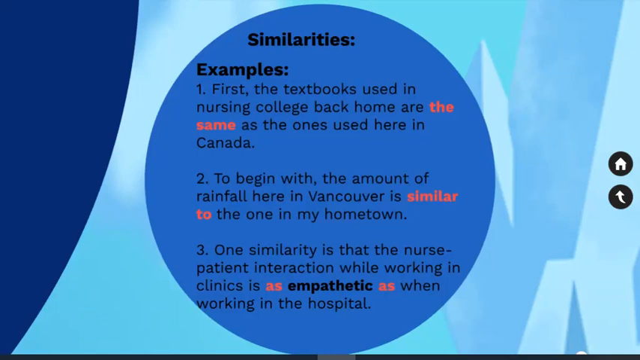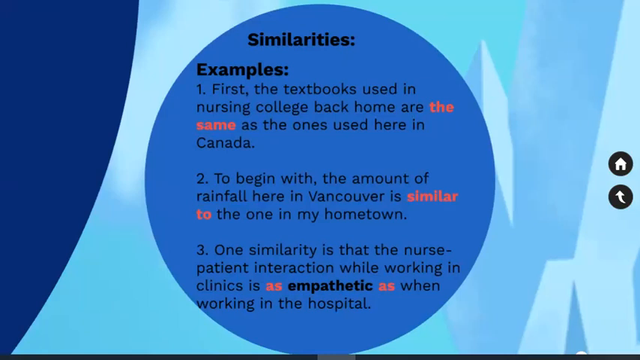in Canada. So this is the main point for the question of talk about schooling, right? This is comparing schooling, and we chose to talk about colleges in this example. The next example is, to begin with, the amount of rainfall here in Vancouver is similar to the one in my hometown. Obviously, this question asked about the weather.